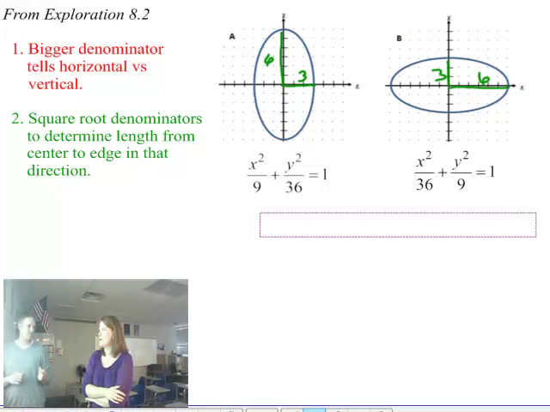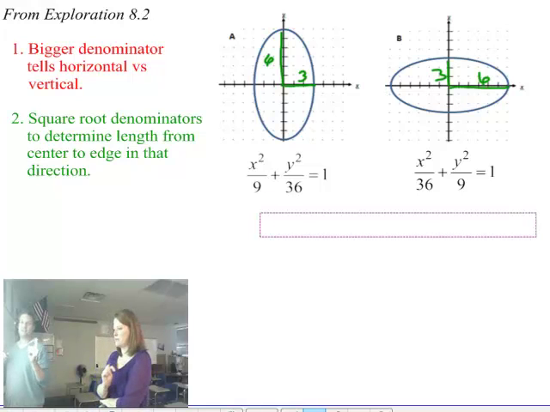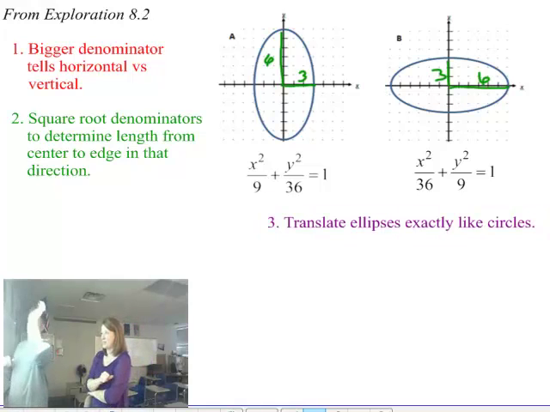And lastly, each of these examples is centered at the origin. Does every ellipse have to be at the origin? Not at all. We can have ellipses anywhere on the graph. When we did circles, we did (x minus h) squared and (y minus k) squared. Could we do that with an ellipse? Exactly the same. Well done.